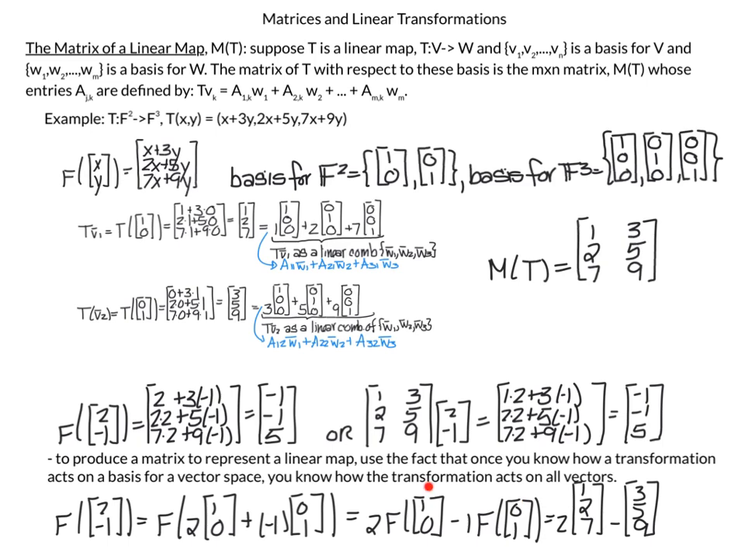So essentially, because we know how the transformation works on our basis vectors, and any vector in the vector space can be written as a linear combination of our basis vectors, we then use homogeneity and additivity to break it down until we eventually get 2 times whatever our first basis vector gets mapped to, which is the 1, 2, 7, minus 1 times whatever our second basis vector gets mapped to. That's the 3, 5, 9. It really is worth being comfortable with these different representations of the same matrix transformation.